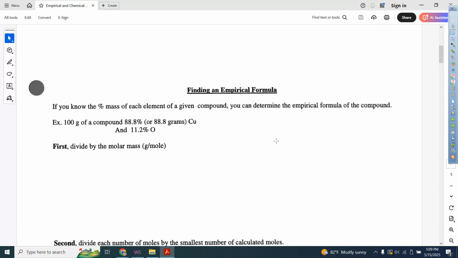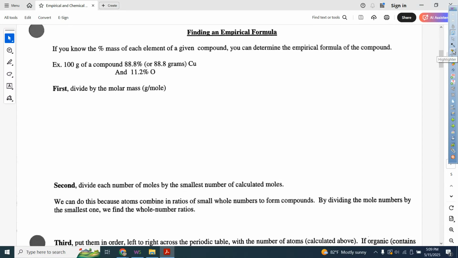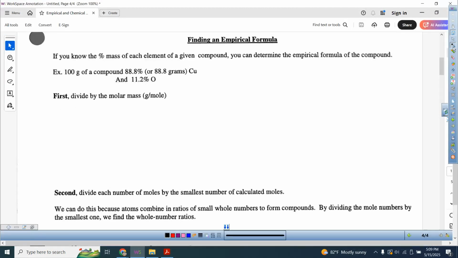Okay, the second type of problem that I'm going to show you is finding what's called an empirical formula. Your empirical formula is your simplest formula possible. So for example, if I have a chemical formula that looks like this, the empirical formula would be this formula simplified, which would be C2H5. So that's what we're going to be finding here. We're going to be finding the empirical formula. It's our simplest formula.